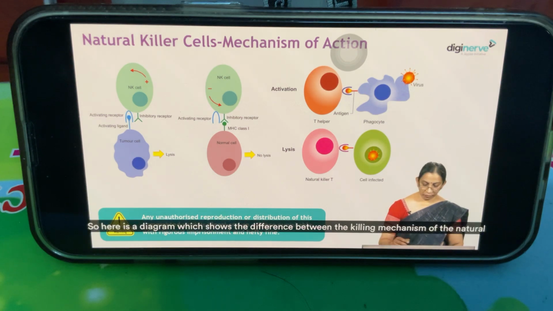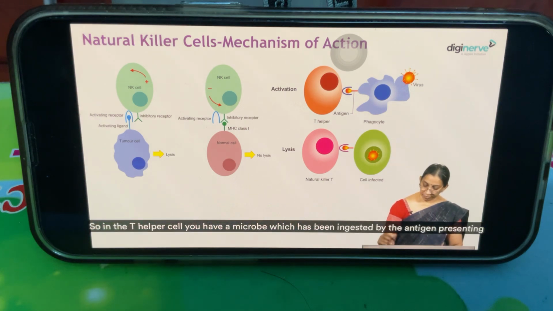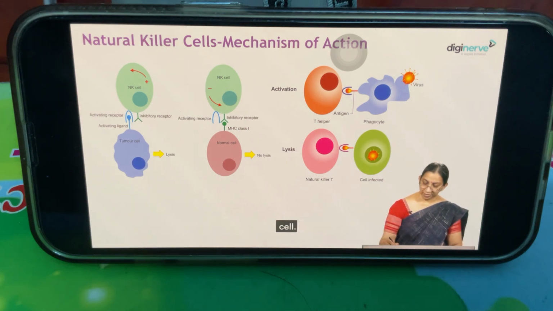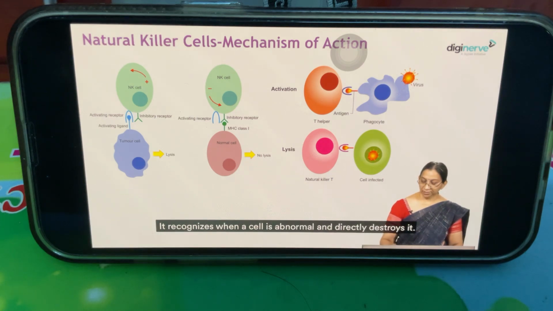So here is a diagram which shows the difference between the killing mechanism of the natural killer cell and the T helper cell. In the T helper cell, you have a microbe which is being ingested by the antigen presenting cell. It's presented to the T cell along with the appropriate MHC class, which then gets activated. But unlike that, the natural killer cell doesn't require an antigen presentation. It recognizes when a cell is abnormal and directly destroys it.